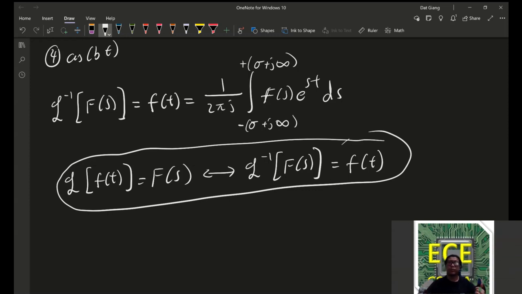Next, we'll explore the common Laplace transforms and why they are common Laplace transforms.